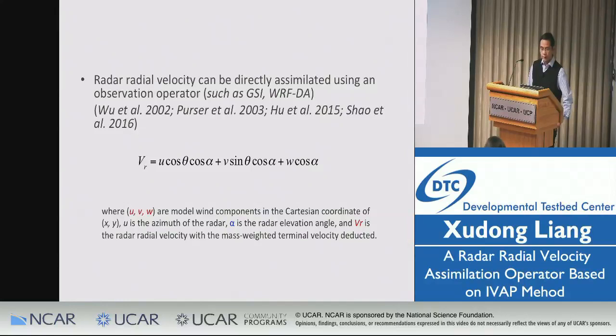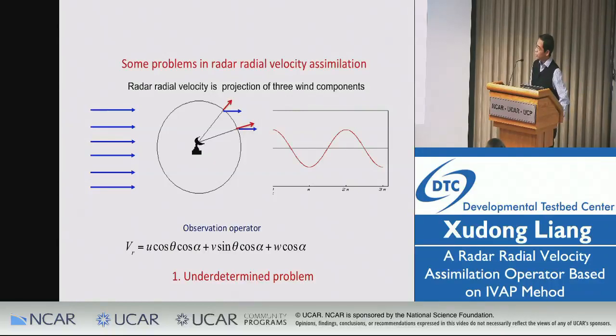The radar velocity can be directly assimilated, such as the GSI and WRFDA systems use this operator. Using this operator, there are three control variables. If we eliminate the vertical motion, there are still two variables with one observation. So it's a challenge for us to solve two variables using one equation. So this is a problem. Firstly, the radar velocity is a projection of wind components, such as U, V or U, V, W, onto one component. So using this equation, it's an underdetermined problem.